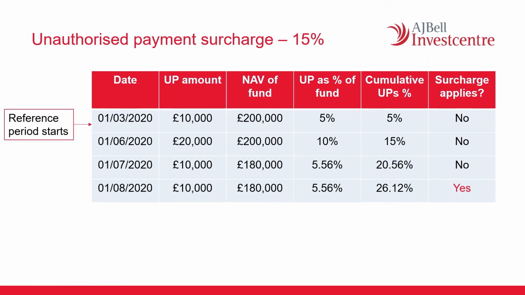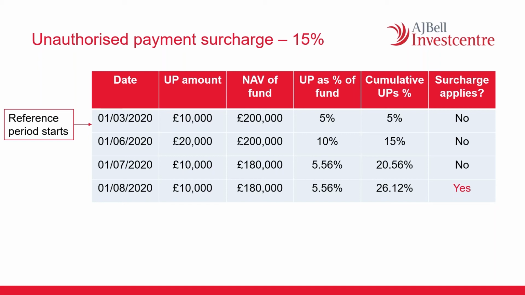We then, on the 1st of June, have another payment, this time £20,000. The fund value hasn't changed, so that is 10% of the scheme at that point in time, and we have a cumulative unauthorised payment total of 15%. We've not hit the surcharge limit, no surcharge. On the 1st of July, there's another £10,000. Fund value at this point in time is only £180,000, so that works out at 10,000 over 180,000, which is 5.56% of the fund. Cumulatively, we're now looking at 20.56% of the fund being used as an unauthorised payment.